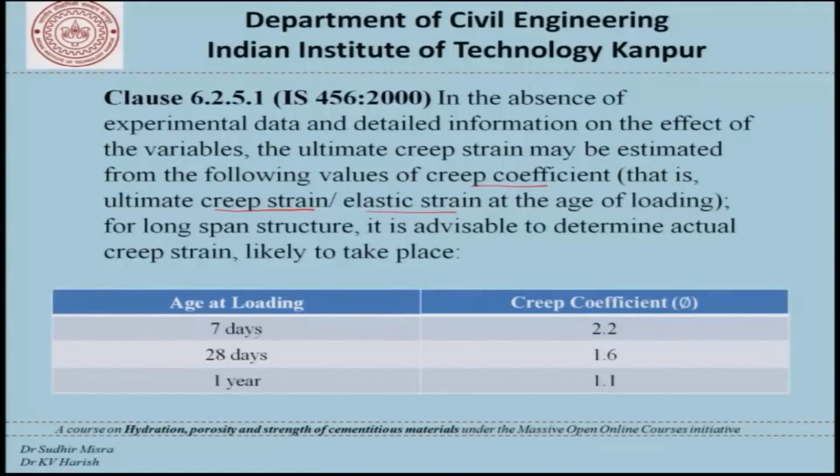So if we are loading at 7 days, we can expect the creep coefficient to be 2.2, whereas if we are loading at 1 year, the creep strains would be only 1.1 times the elastic strain. So this picture here tells us how the creep strains will vary as a function of the age of loading, and the relationship that Ece is being taken as E divided by 1 plus phi tells us how much will be the modification in the E that we originally used if we want to take into account creep effects.